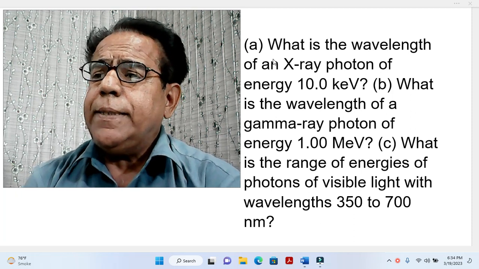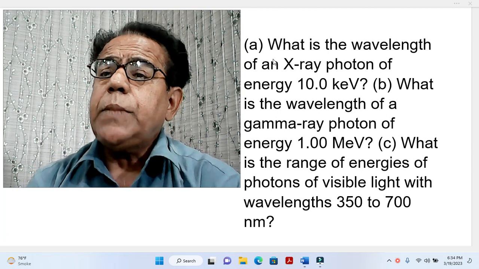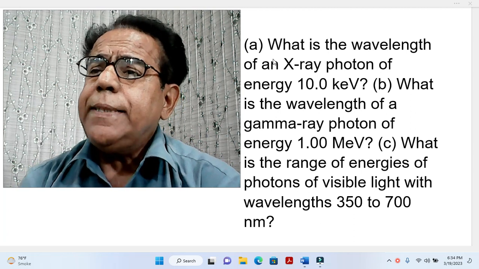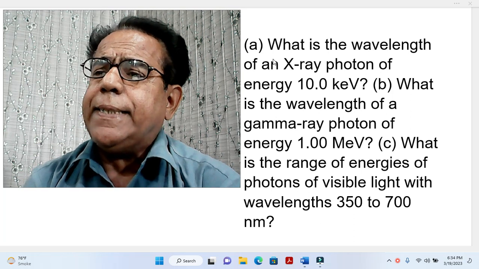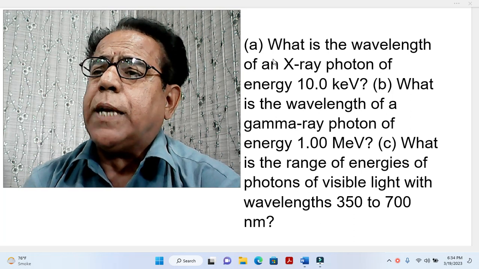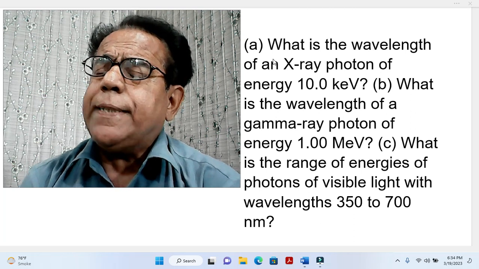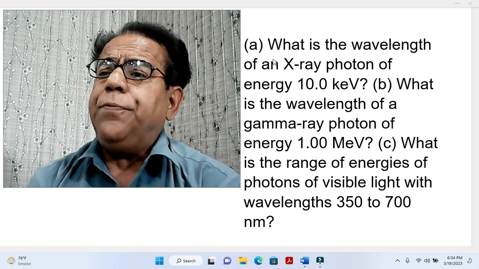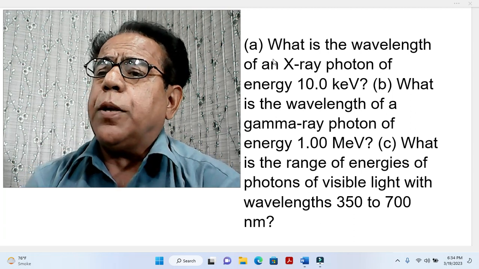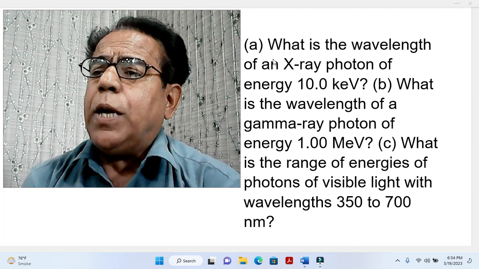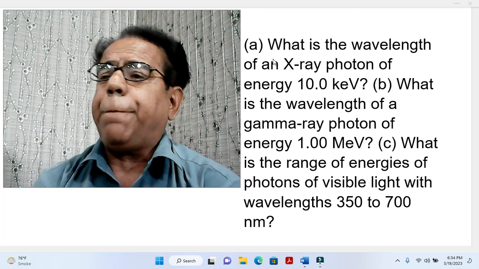Dear students, this problem has three parts. Part A. What is the wavelength of an X-ray photon of energy 10.0 kilo electron volt? Part B is quite similar to part A. Part B. What is the wavelength of a gamma ray photon of energy 1.00 million electron volt?